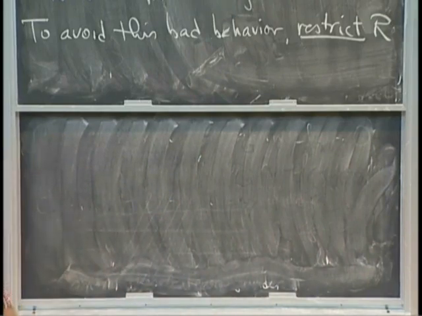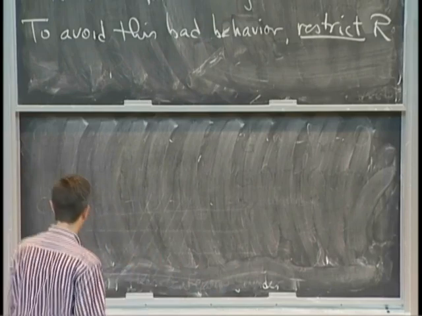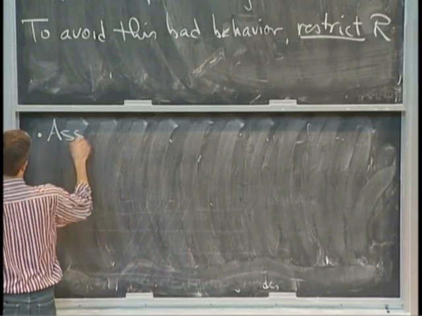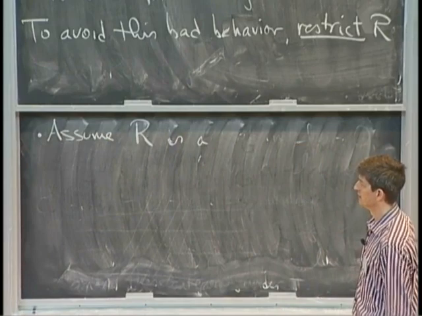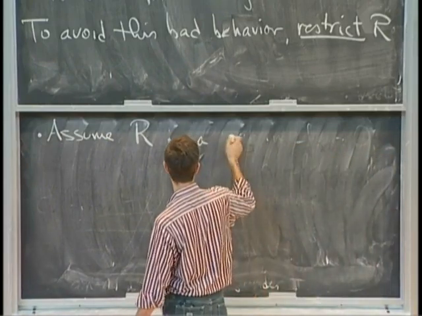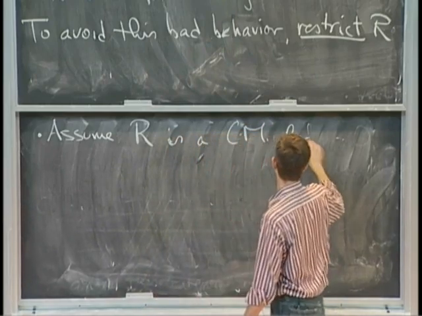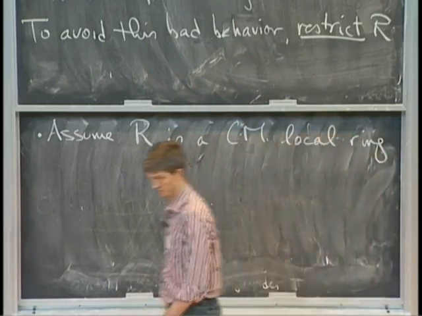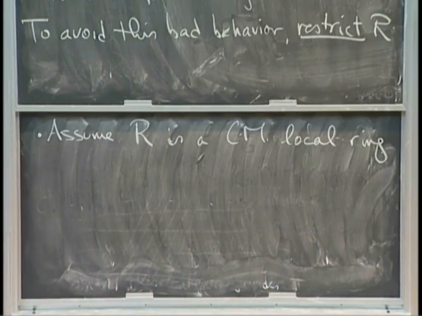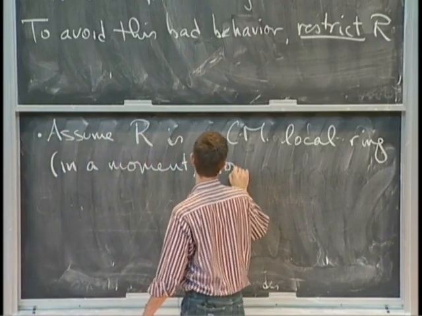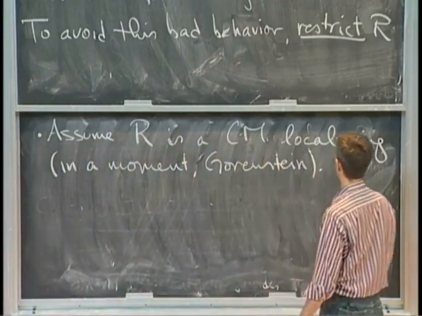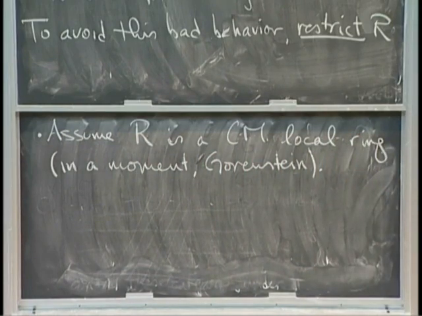So I'm going to assume that our ring R is, well, let's just assume that it's a Cohen-Macaulay local ring. That's really the minimum we should expect to be able to deal with. And in fact, in a minute, it's going to be Gorenstein. So this is a well-behaved class of rings, but it still includes plenty of examples that people find interesting.